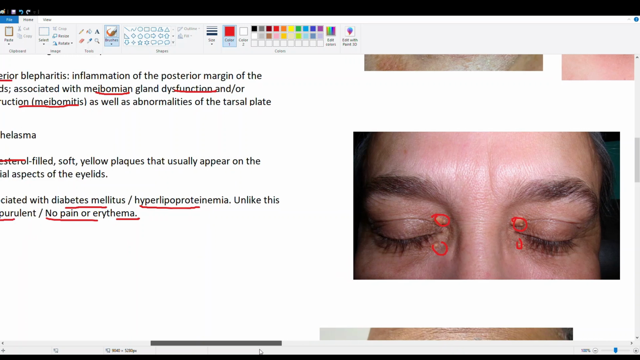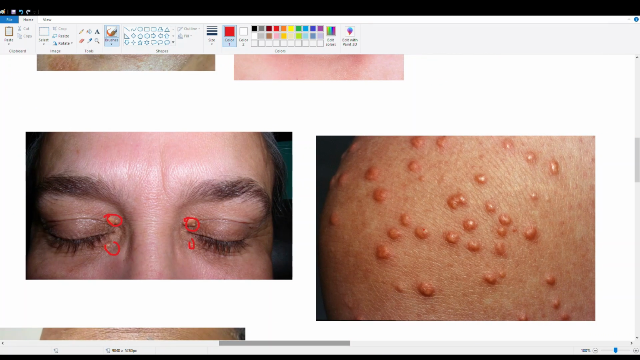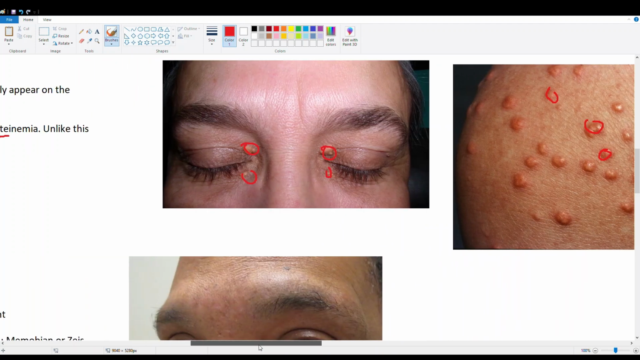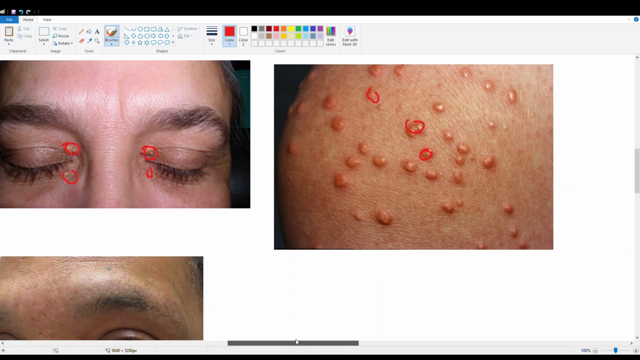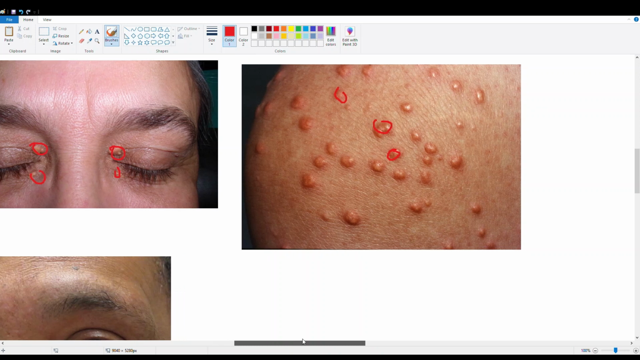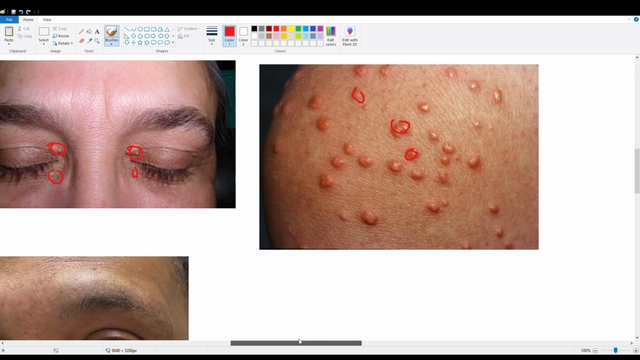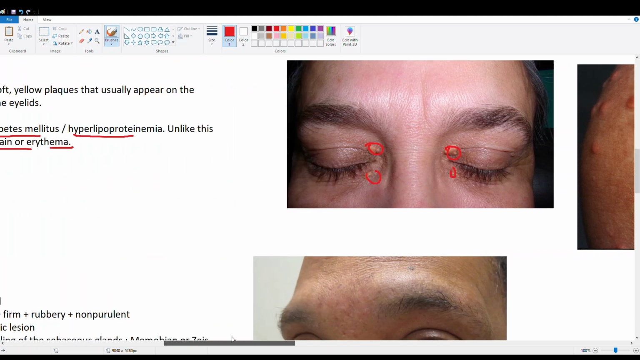Now, when you see these cholesterol deposits, you want to look for cholesterol deposits elsewhere in the body. So here's some more for you. These are on the skin. And so just make sure you take an LDL panel. This person might need to go on a statin. They might have a congenital condition, so watch out for that.